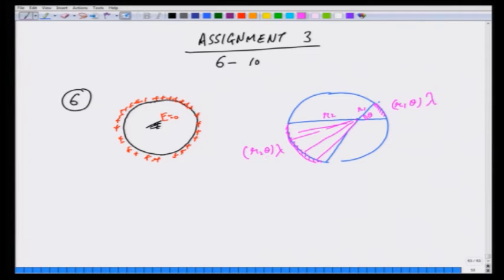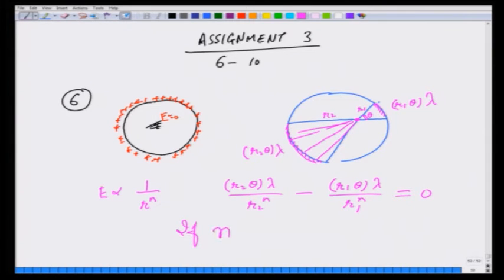Now, if the R dependence of electric field, let us say, is 1 over r raised to n, then the field at this point in the middle is going to be r 2 theta times lambda over r 2 raised to n minus r 1 theta lambda over r 1 raised to n. The only way this can become 0 is if n equals 1, and this implies E should go as 1 over r. Keep in mind that in the three-dimensional world, E goes as 1 over r square.